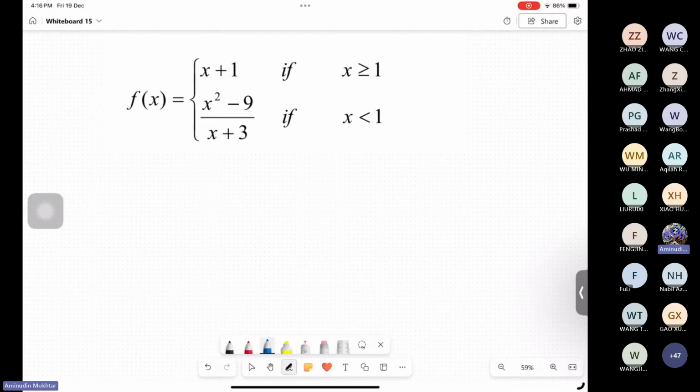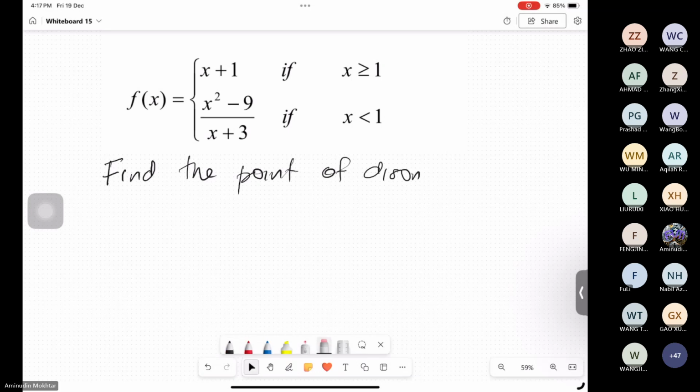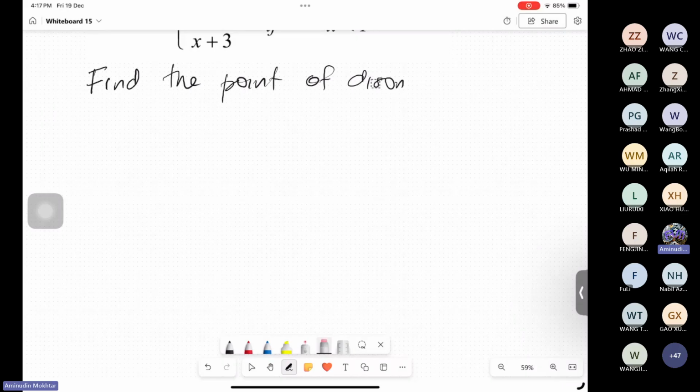Okay, this one. Given f(x) equals x plus 1 if x is equal to or greater than 1, and f(x) equals (x squared minus 9) divided by (x plus 3) if x is less than 1. The question is: find the point of discontinuity.